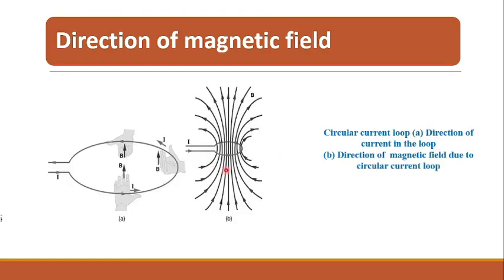The direction of the magnetic field can be determined by using the right hand fist rule. Hold the axis of the coil in the right hand fist in such a way that the outstretched thumb gives the direction of the current, then the fingers point in the direction of the magnetic field. Applying this rule to the figure, it is clear that the direction of magnetic lines of force is along the axis of the coil as shown in the figure, right?